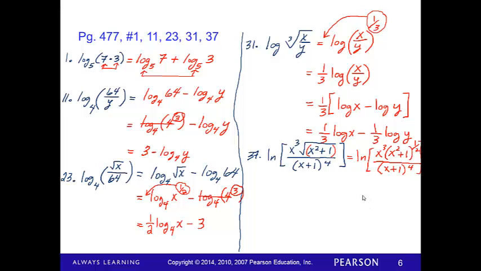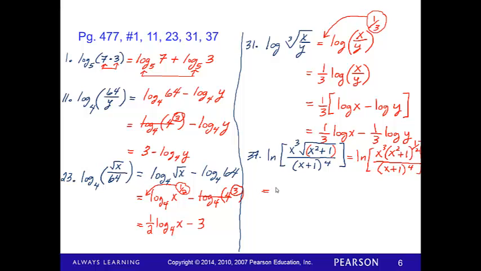Okay, so now we want to expand this. So we notice that we have a product on the top, but there's also a quotient. So this is how the rule really works. If your arguments are multiplying, then you're adding their logs. If you have an argument that is dividing, then you are subtracting its log.